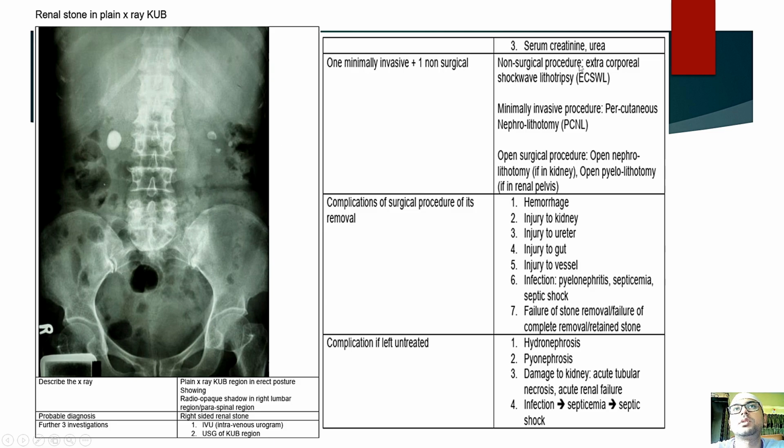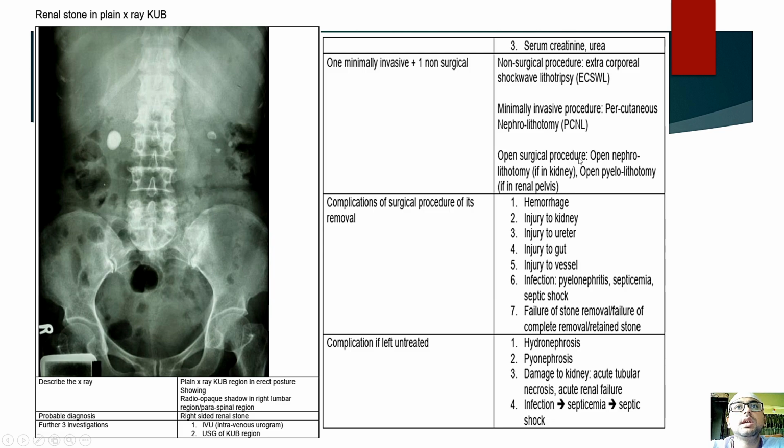The non-surgical procedure is extracorporeal shockwave lithotripsy. We will give shockwaves from outside and break the stone into small pieces, and then it will be spontaneously relieved, or removed by a Dormia basket or grasper forceps. The minimally invasive procedure may be percutaneous nephrolithotomy, that is PCNL, because you will make a small incision here and go through the renal pelvis and kidney, take the stone and close it.